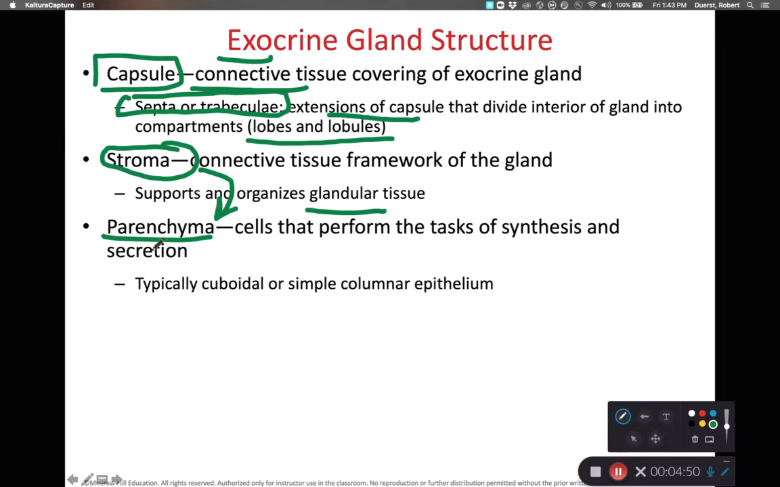So as we look at our exocrine glands, there are three primary tissue types of all exocrine glands. We have the parenchyma that makes the secretions. The parenchyma is supported by the stroma, and the stroma is organized by the capsule.